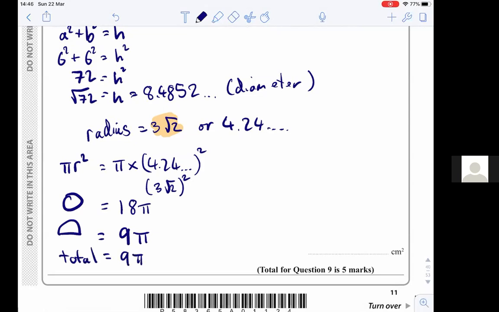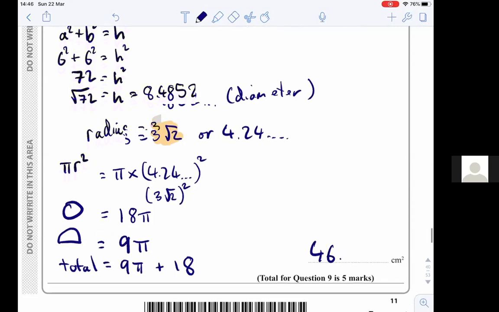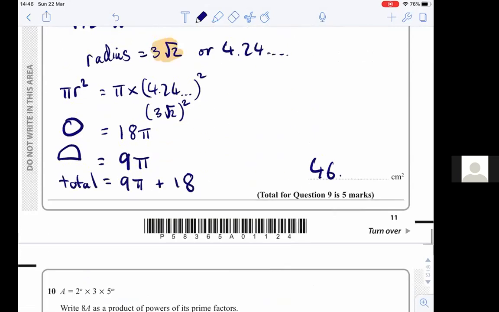which is roughly 28 point, well, it is 28.274333388, blah, blah. Add that 18 we had for the triangle earlier, and that comes to 46 point, how accurate did it want? 1 dp, 46.3.